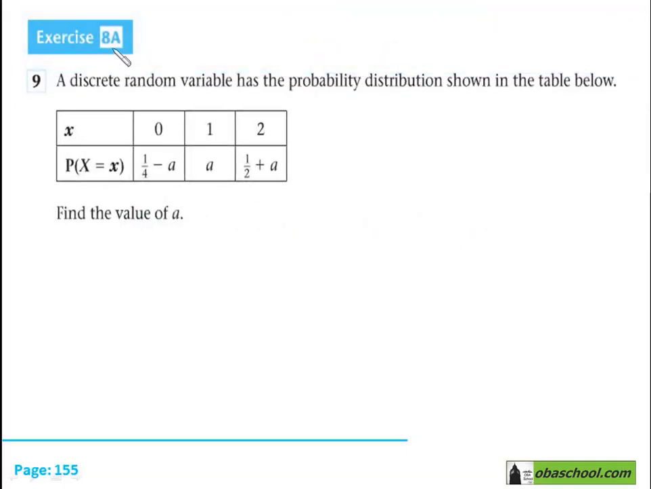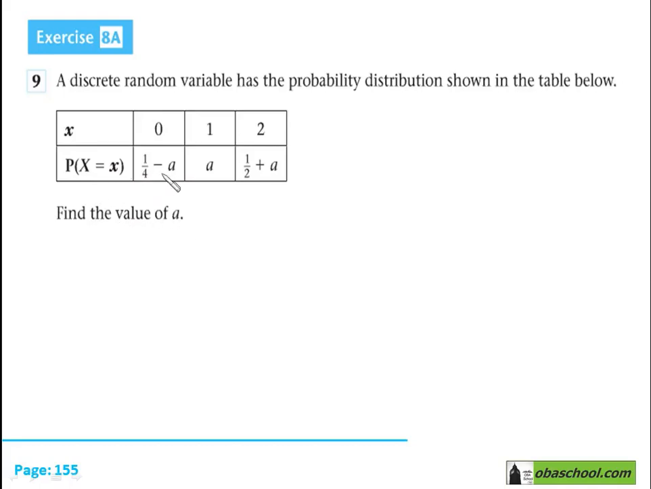Look at this exercise. A discrete random variable has the probability distribution shown in the table below. The values of x are 0, 1, 2. In the second row, we have the probability for each value. For x equals 0, the probability is 1 over 4 minus a. For x equals 1, the probability is a. For x equals 2, the probability is 1 over 2 plus a. Find the value of a.